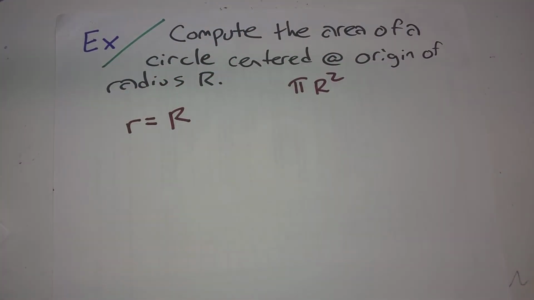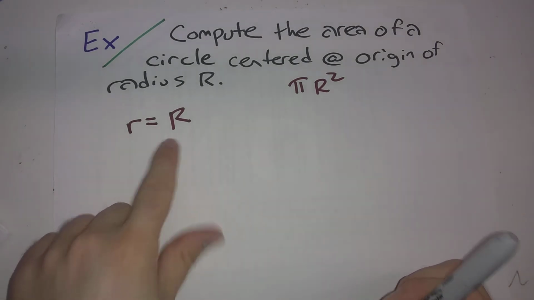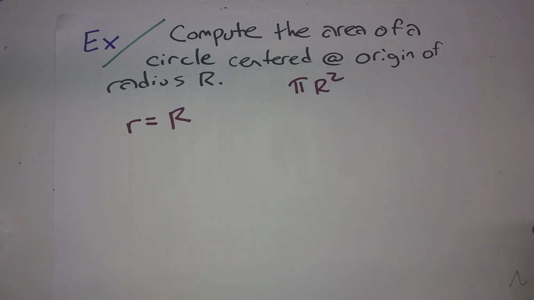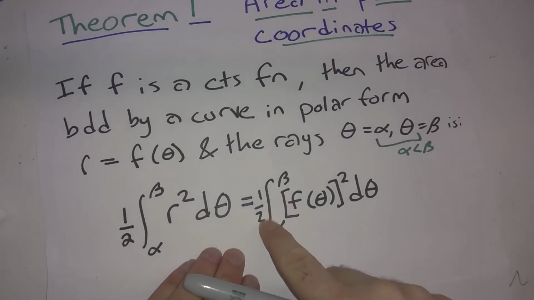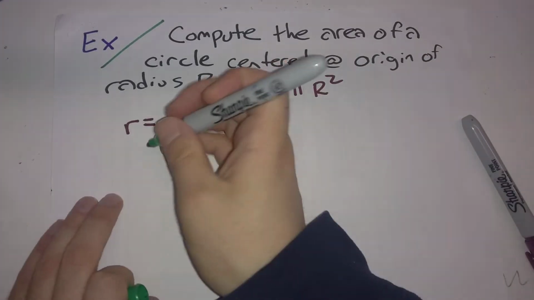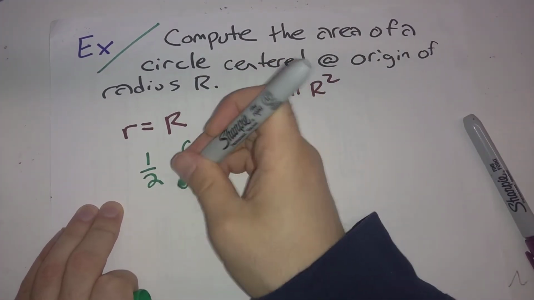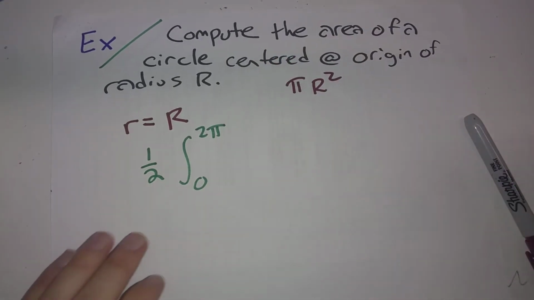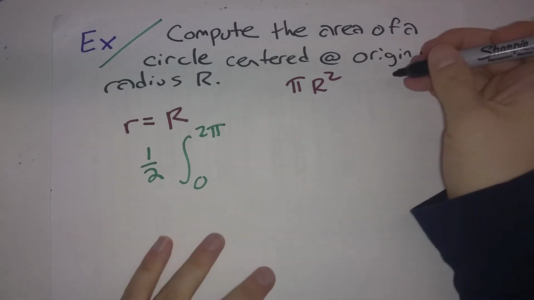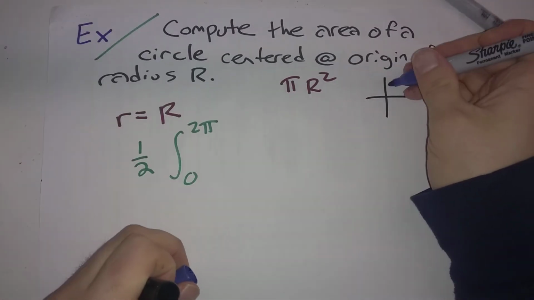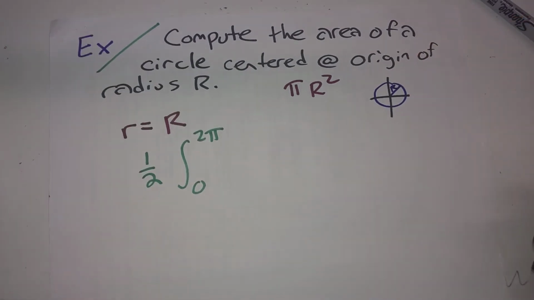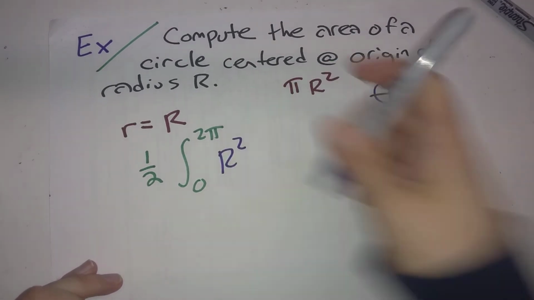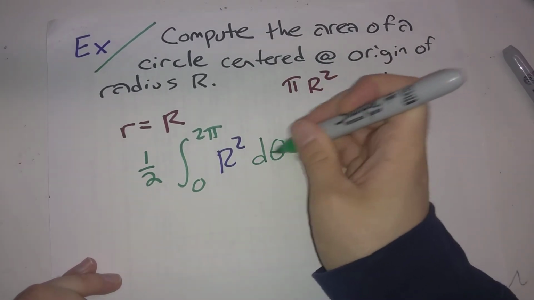So an equation for the circle centered at the origin of radius r is just little r is equal to big R here. And so the calculation is going to be 1/2 times the integral. 0 to 2 pi is going to be one complete trip around the circle. Maybe I should draw a picture of that. So this is what we're doing here. 0 to 2 pi of r squared, well, that's just a constant, d theta.